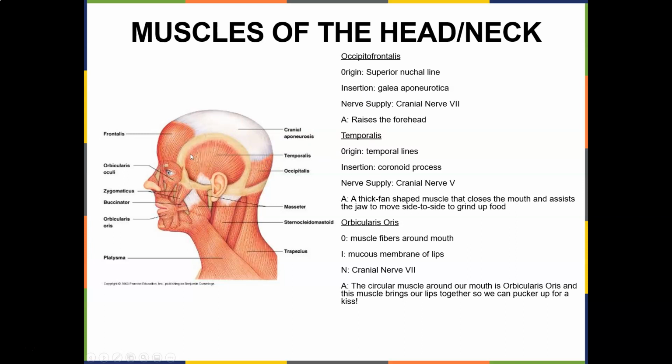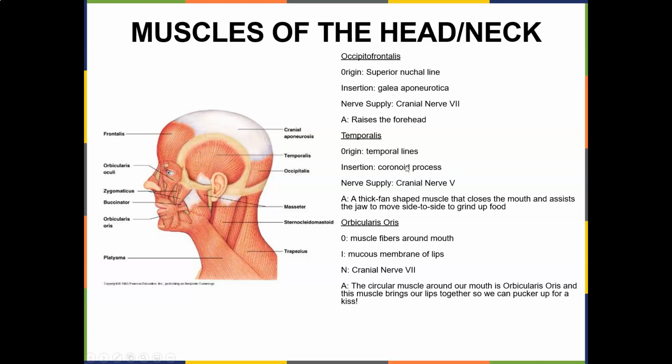Now the temporalis is right here. Where does it originate? In the temporal lines. Inserts into the coronoid process. Okay. And innervated by cranial nerve 5. It's a thick fan-shaped muscle that closes the mouth and assists the jaw to move side to side to grind up food. So you remember that the coronoid process is on the mandible.